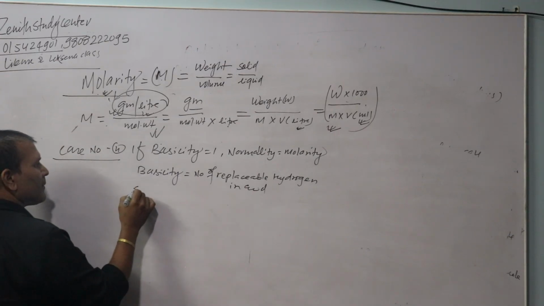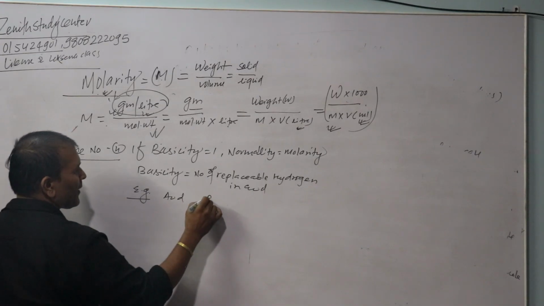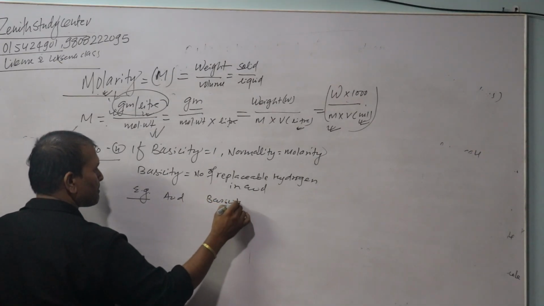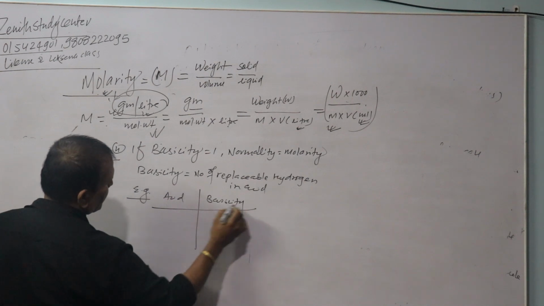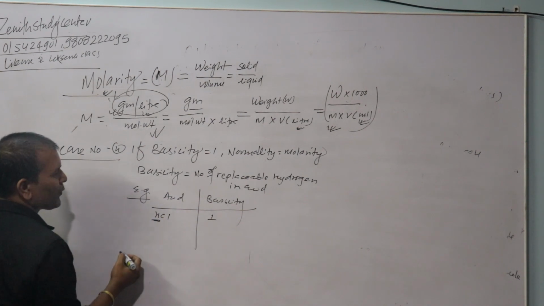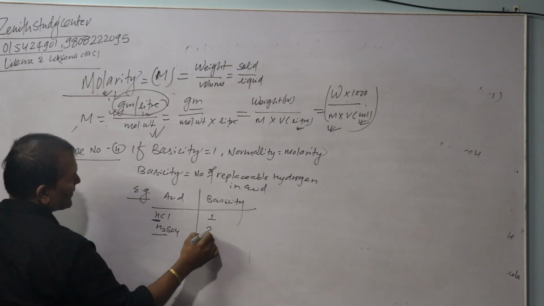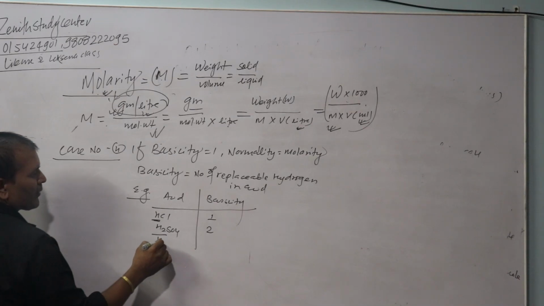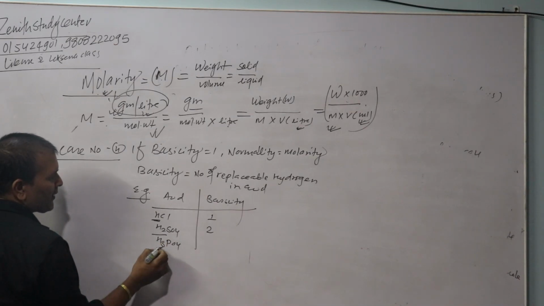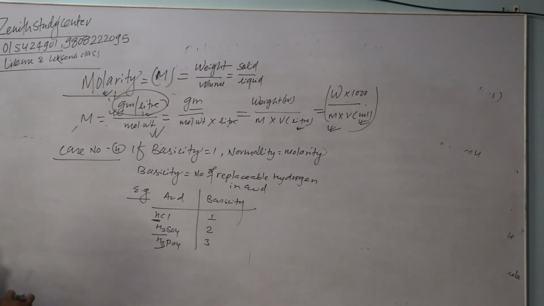For example, acids and their basicity. HCl: how many hydrogen? 1. Basicity 1. H2SO4: how many hydrogen? 2. Basicity 2. Phosphoric acid: how many hydrogen? 3. Basicity 3. If basicity is 1, the normality is equal to molarity.